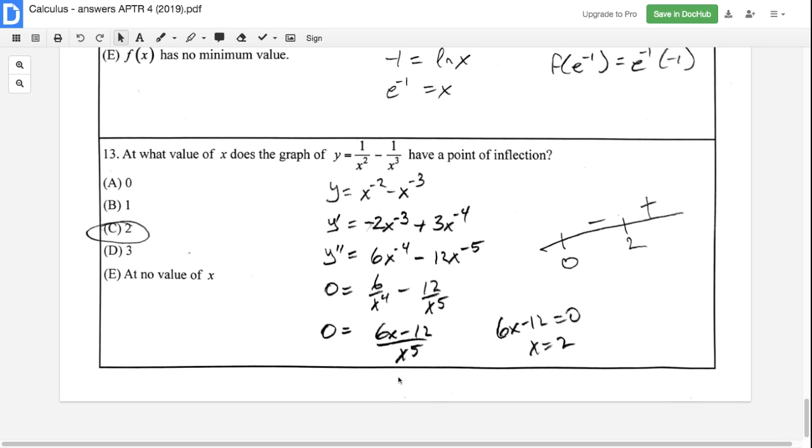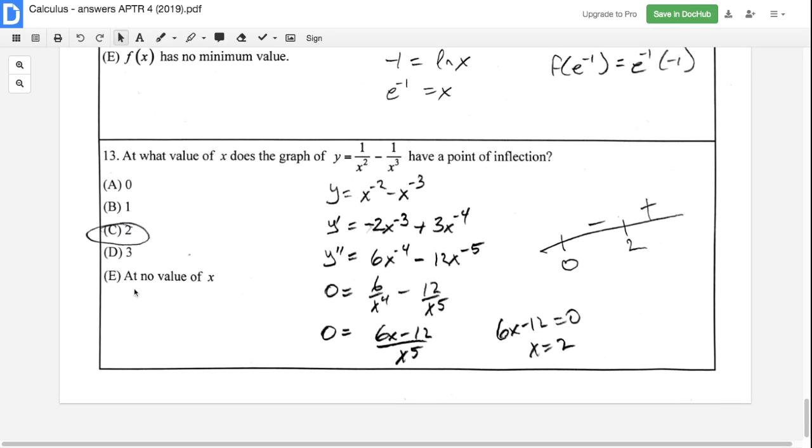Okay. 0, we might have thought that 0 could be a point of inflection, but if you notice, 0 makes my original function undefined. If it makes the original function undefined, it cannot be a point of inflection or a critical point. So therefore, I went ahead and did a sign line for safety, but my only possible answer is 2. Or actually, since I had a no value of x, I definitely needed to do a sign line to verify that the signs change. So that 2 is my answer.